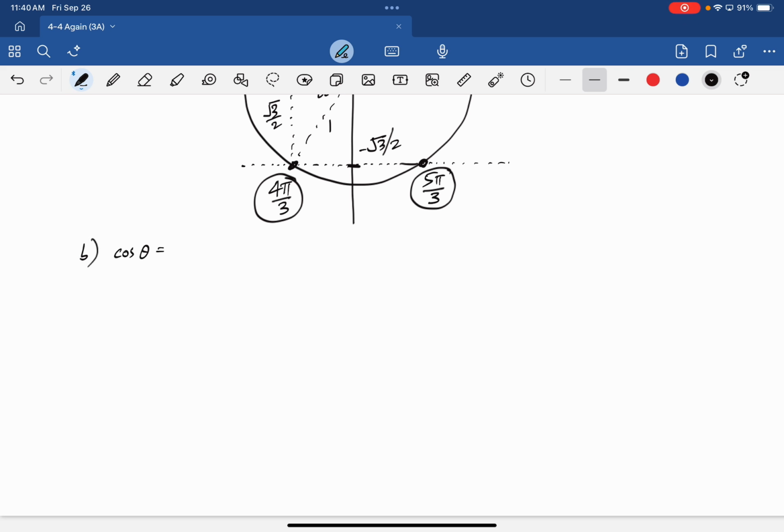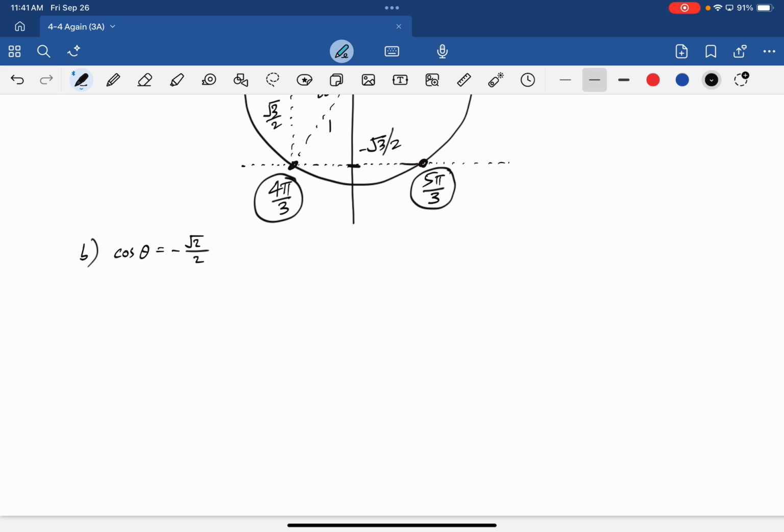So cosine theta equals negative root 2 over 2. Now we're finding 2 points with x coordinate negative root 2 over 2. So draw your unit circle, then draw maybe a vertical line this time at negative root 2 over 2, because all those points on that line will have x coordinate negative root 2 over 2.